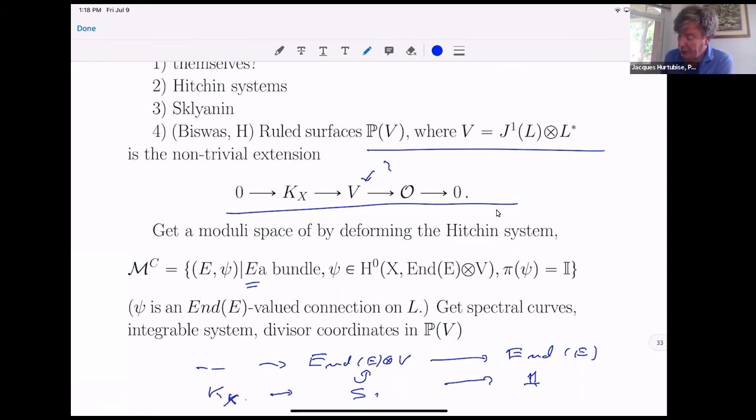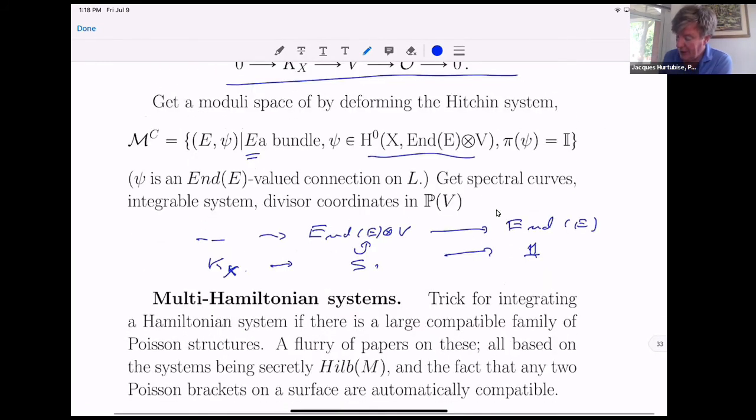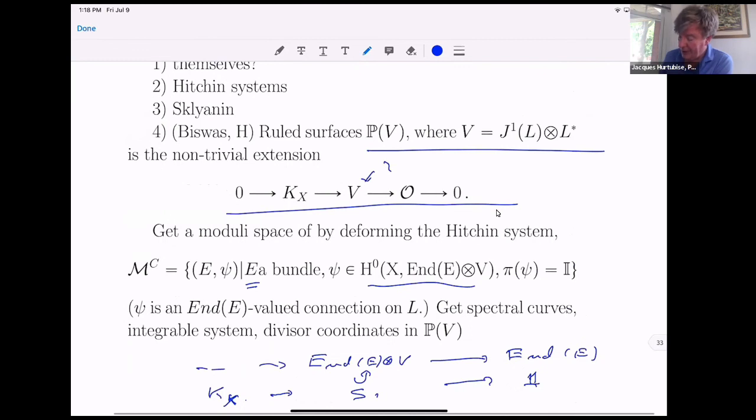And so you can define a spectrum for these, and you can define a spectral curve, and it's living in P of V. And you'll get a line bundle, integrable system, and the whole business, and the divisor coordinates and everything works. So this is the system. I don't think I've ever seen it elsewhere, but it's there.